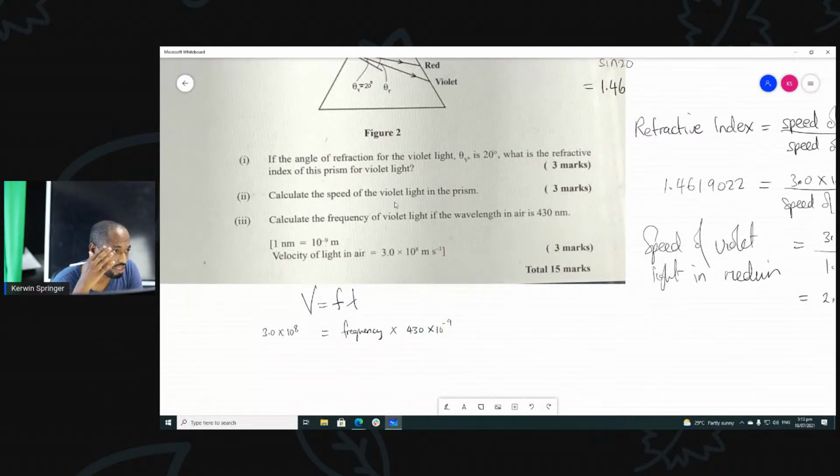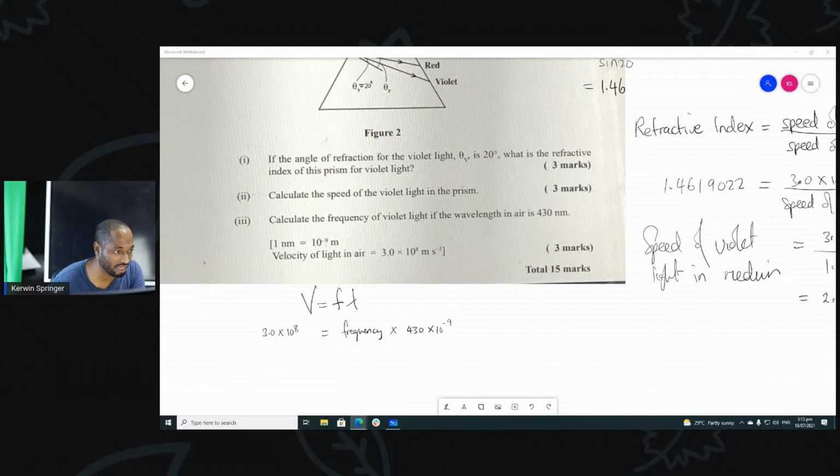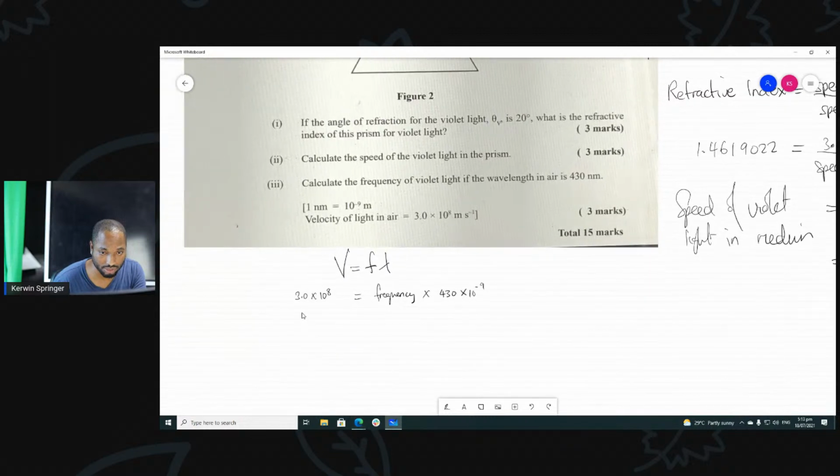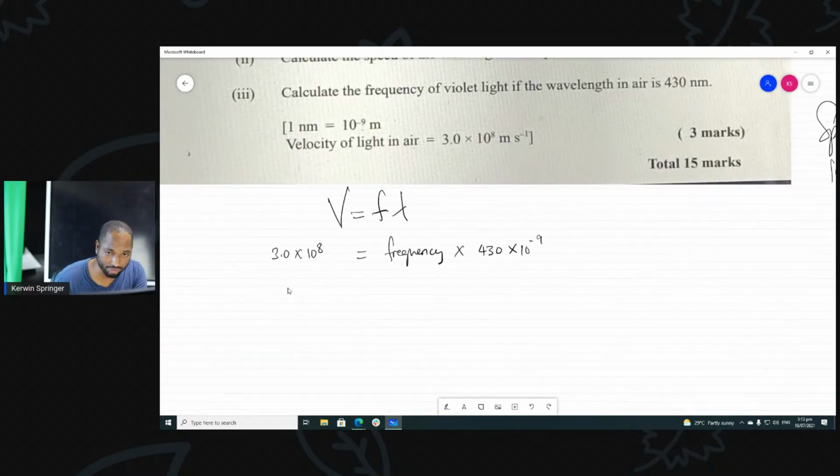So velocity is equal to frequency times wavelength, F lambda. Somebody put F lambda. Now, normally gets everything correct. What's going on there? Change. So what next? Zoom in a little bit there. Thank you. So we're going to divide. So this will give us the frequency in hertz.